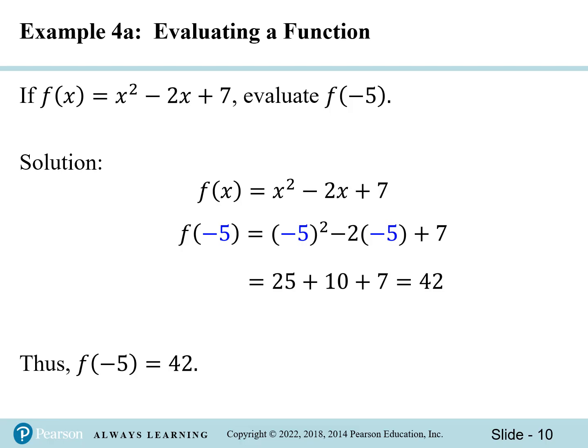It's kind of like an ordered pair. x is negative 5, y is 42. Your answer is always the y value of the ordered pair.